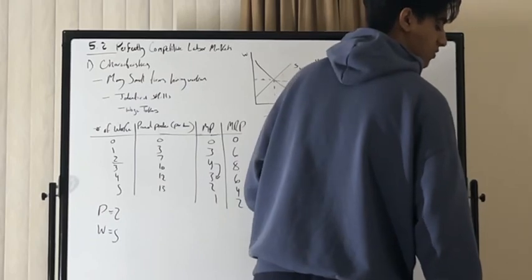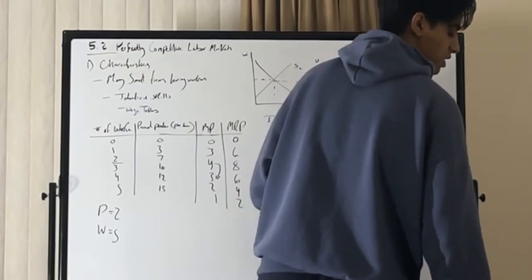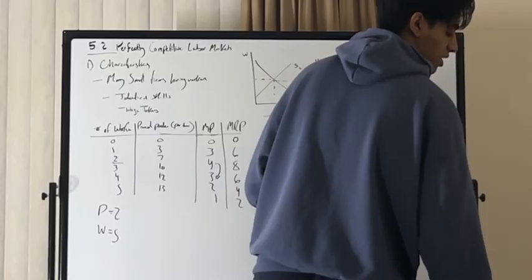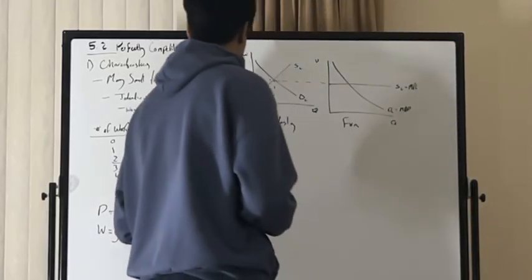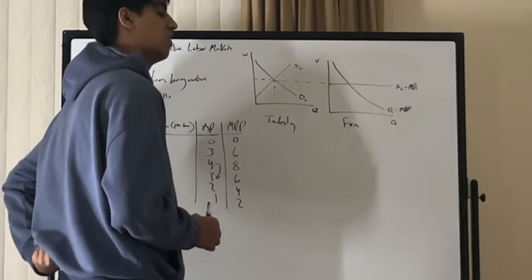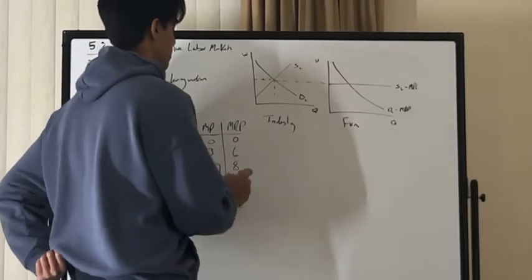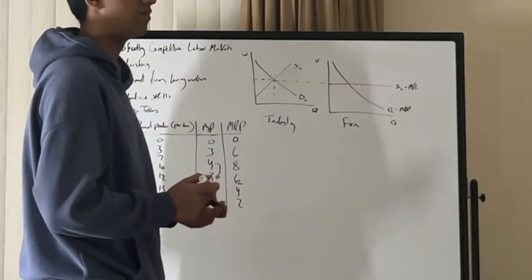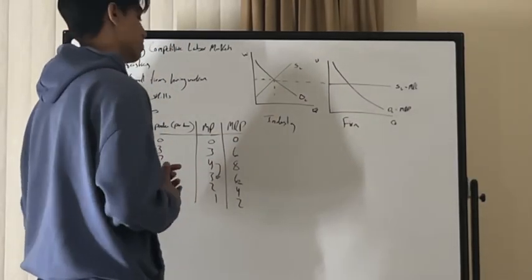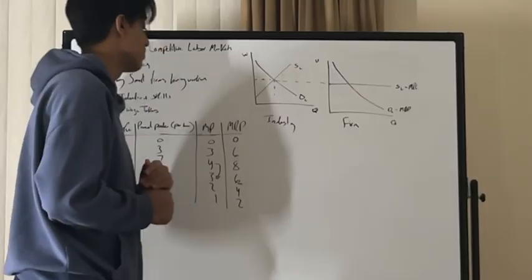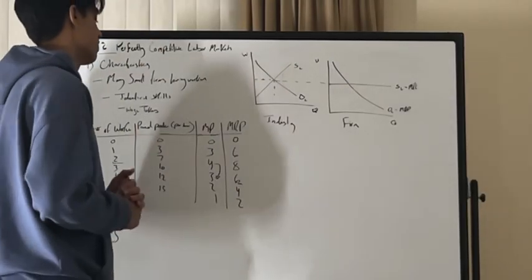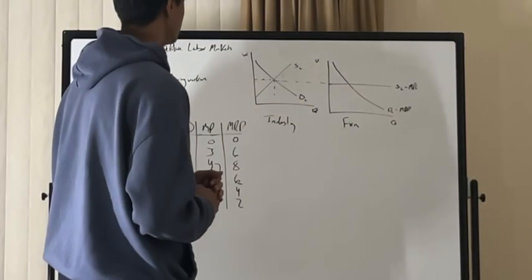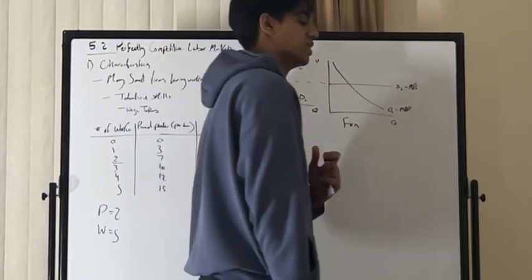To maximize profit, the firm should hire workers as long as the MRP is greater than or equal to the wage. So they should continue hiring up until 3 workers, so over here, because at this point the marginal revenue product is still greater than the wage, which is 5. However, it would not be profitable to hire a 4th worker because the marginal revenue product is less than the wage.